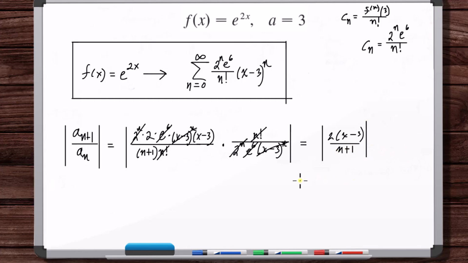So we can take out the x minus 3 part, this is always positive. This goes to 0, so this is 0 for all x. So this is always less than 1, so r is equal to infinity.